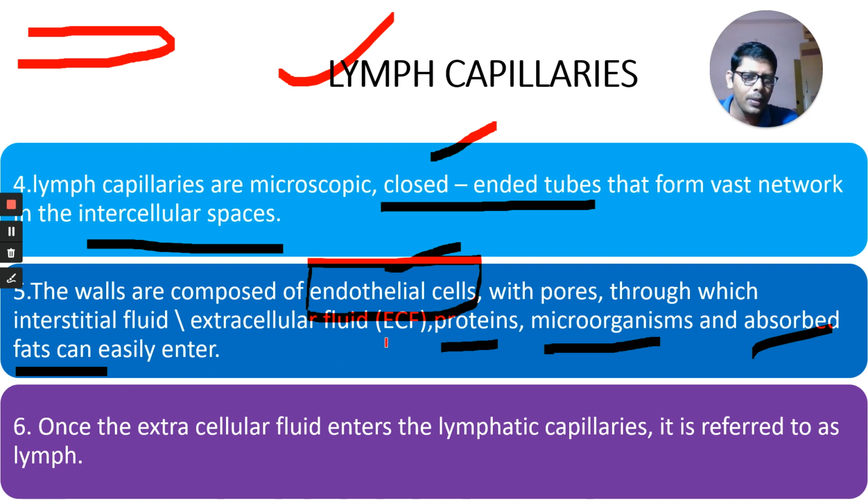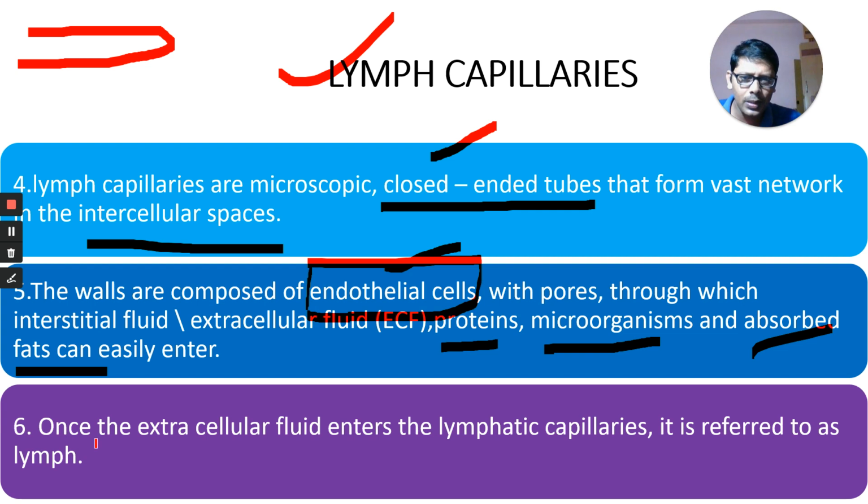What is entering into the capillaries here? Interstitial fluid or extracellular fluid is entering. Next, proteins are entering, microorganisms are entering, and absorbed fats can easily enter into this capillary. Finally, I repeat once again, the walls of the lymph capillaries are made of endothelial cells. They have pores. Through those pores, interstitial fluid, extracellular fluid, proteins, microorganisms, and absorbed fats can easily enter.